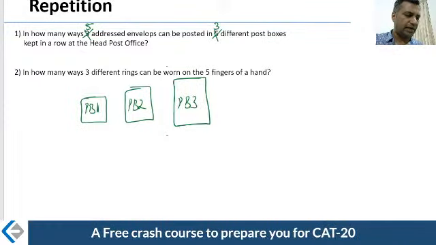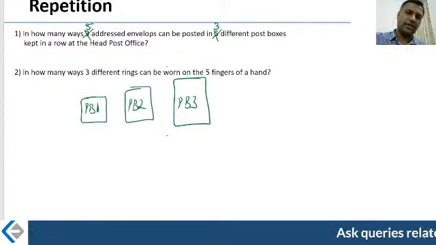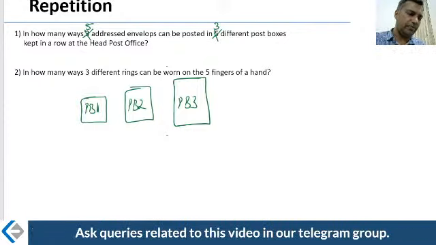Okay, in how many ways can 5 differently addressed letters be posted? Address means naturally there are different addresses that you have written there. All right, 5 differently addressed envelopes, written to 5 different people. All of them can be posted in 3 different post boxes kept in a row, just like this.